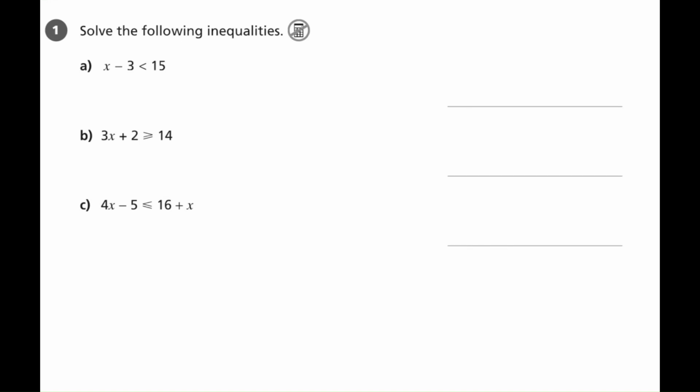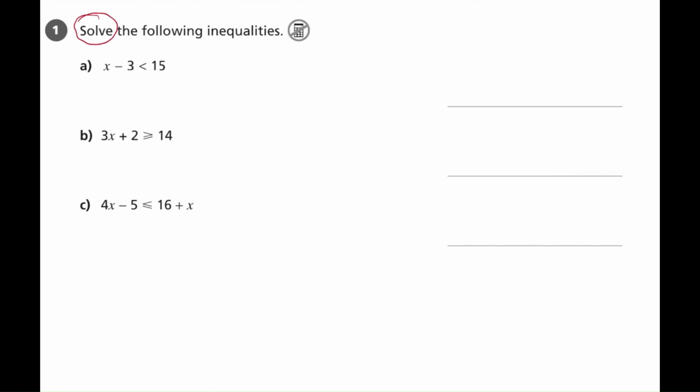In this question, we're looking to solve three inequalities. Solve means find x, get x on its own. And generally, the rules for inequalities are the same as the rules for equations.